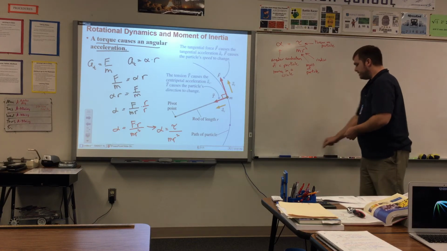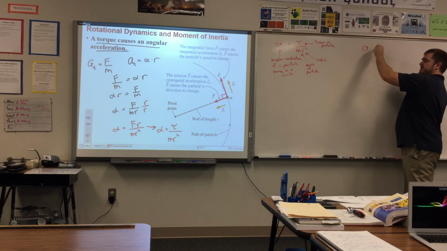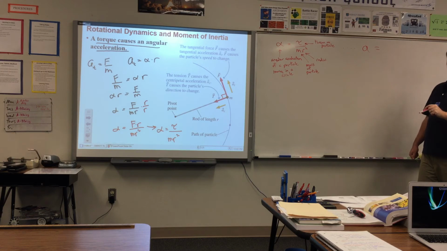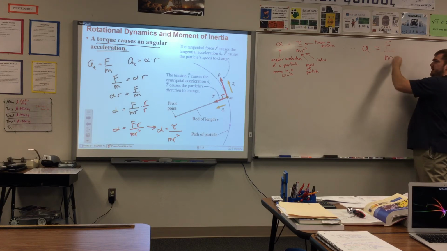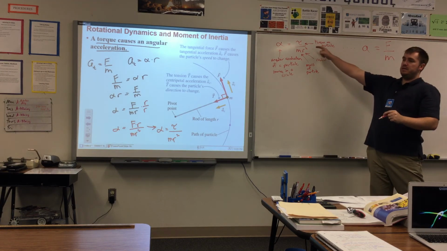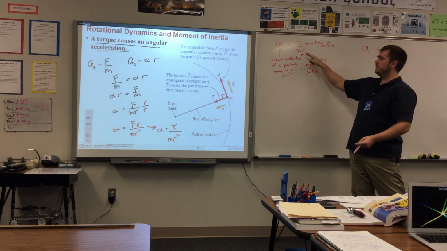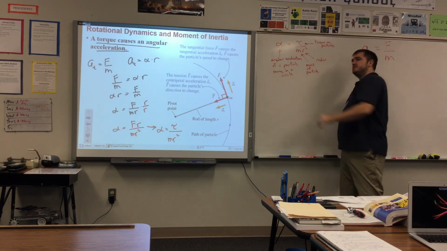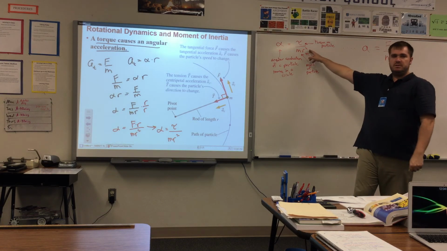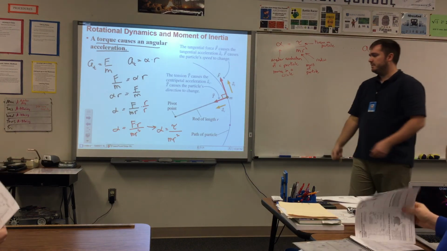Now, that may look very similar to linear acceleration equals force over mass, and it is. This is the beginning of Newton's second law for rotation. We had Newton's second law, acceleration equals force over mass. Now we have angular acceleration equals torque over this weird thing, mr squared. On Friday, we're going to expand this out and see exactly what that is. It has a special name, and it's called moment of inertia. And it affects how easily something starts to rotate or not.